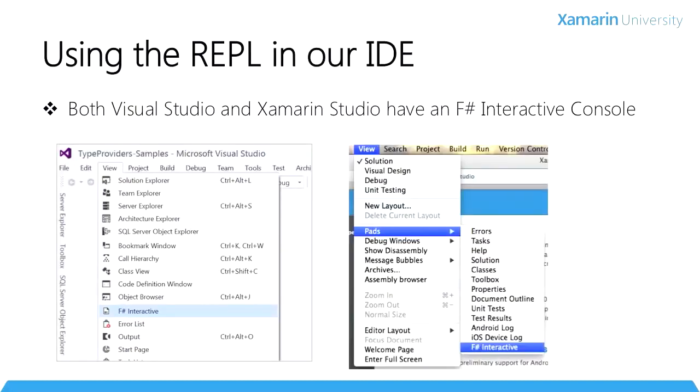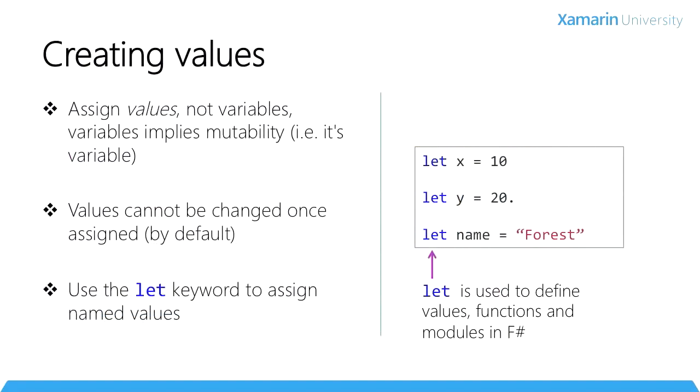Both Xamarin Studio and Visual Studio have a built-in REPL environment for F# where we can type in F# statements and expressions and get immediate feedback from the compiler. And you access it through the View menu. Once we have our REPL window open, the simplest thing and perhaps the most common thing we'll do is assign values. And we do this with the let keyword in F#. Notice that I use the term values and not variables. This is because F# values are not variable. Once they're assigned, they can't be changed by default.